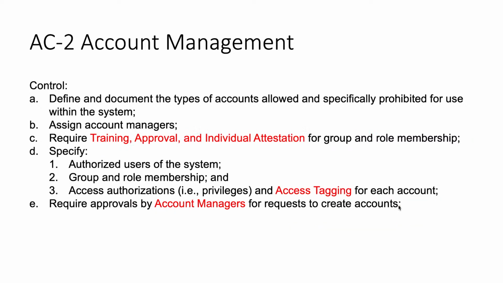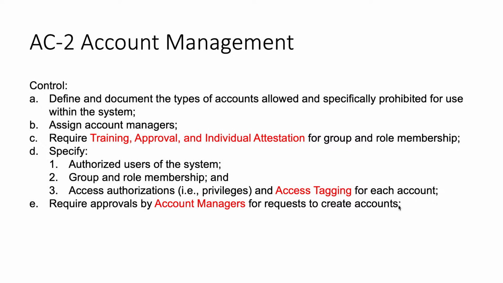Part C, we're going to say we're going to require training, approval, and individual attestation for group and role membership. And that individual attestation can be a document where we say, I know I'm going to be monitored. I know I have to maintain my training. I know I need to let somebody know when I'm leaving. All those kind of things can be in an attestation document.